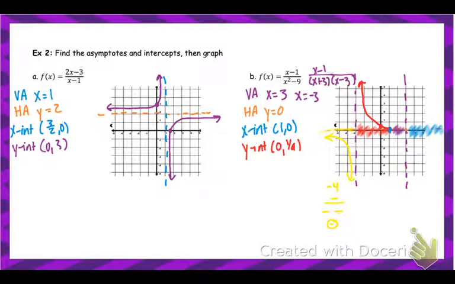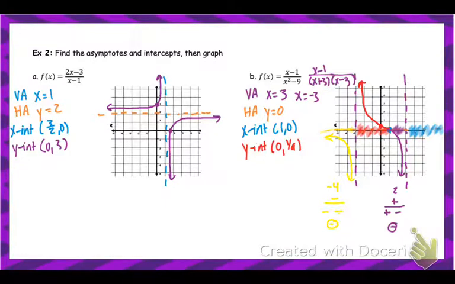Then we go to our next test point, that purple region. If I pick a test point in there, like 2, plug it into the factored form, 2 minus 1 is positive, 2 plus 3 is positive, and 2 minus 3 is negative. Well, a positive divided by a positive times a negative overall is negative, which means everything in that purple region is negative. And again, I still go down towards that vertical asymptote.